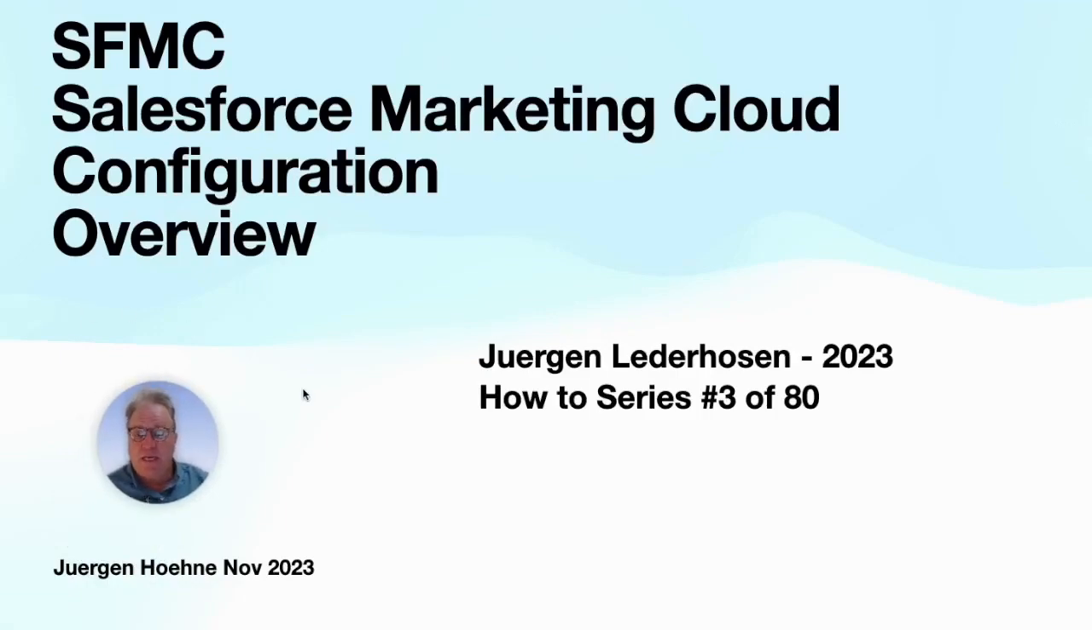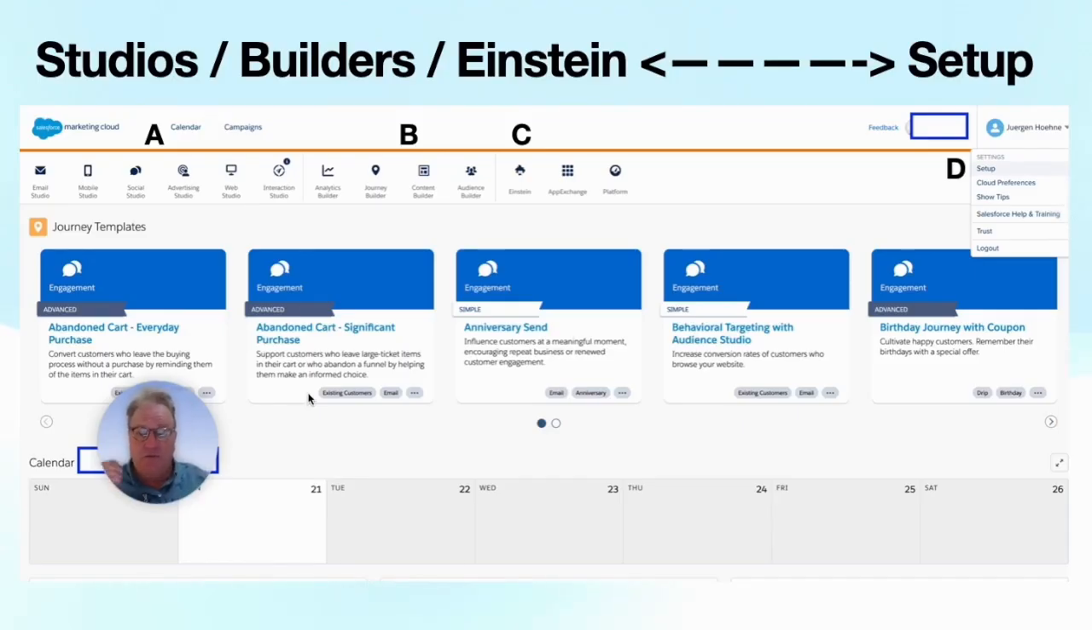This is a 3 of 80 tutorial series, Salesforce Marketing Cloud Configuration Overview. Salesforce Marketing Cloud is studios, builders, Einstein and setup. There's calendar, campaigns and the studios: Email Studio, Mobile Studio, Social Studio. Under B are the builders. You build things like journeys, Journey Builder, automations, Content Builder, Audience Builder, or segments. And then C is the connection, Einstein. And then D there is the setup.